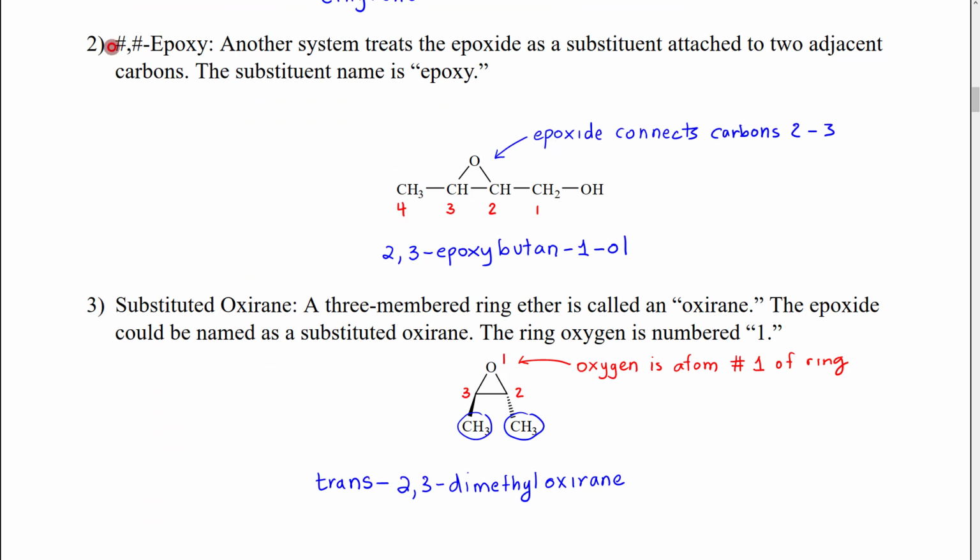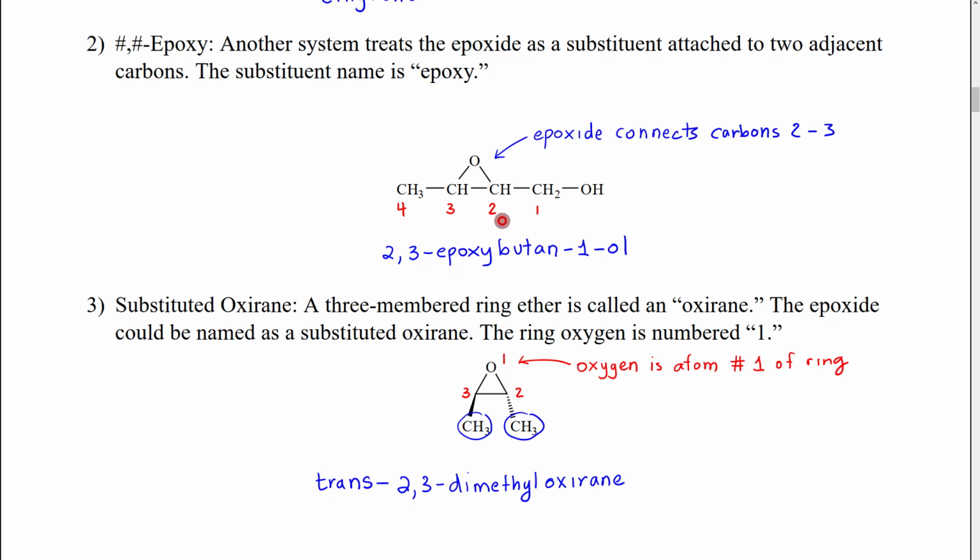The second naming system treats the epoxide as a substituent that is attached to two adjacent carbons. The substituent name is epoxy. So here's an example. This is particularly useful when the molecule has other important functional groups. This particular example is actually an alcohol. So what we're going to first do is name the parent alcohol. The parent alcohol has 4 carbons in it. The hydroxyl is attached at carbon 1, so this is butane 1-ol.